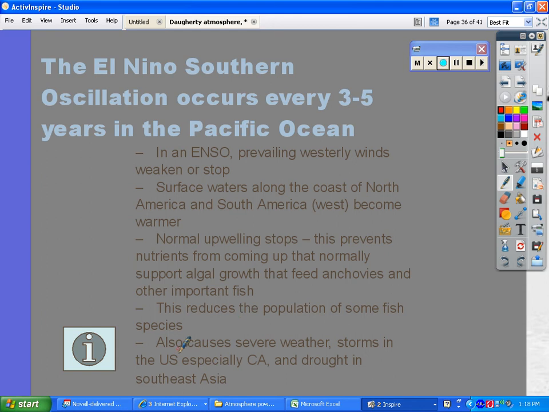It can have global effects all over the planet. It says it could also cause severe weather in other places. It can cause storms in the U.S., especially in California. It can cause drought in Southeast Asia. It's not just a localized thing. It's going to affect the whole planet when El Nino goes down, but the people most critically affected are right there on the west coast of Peru.